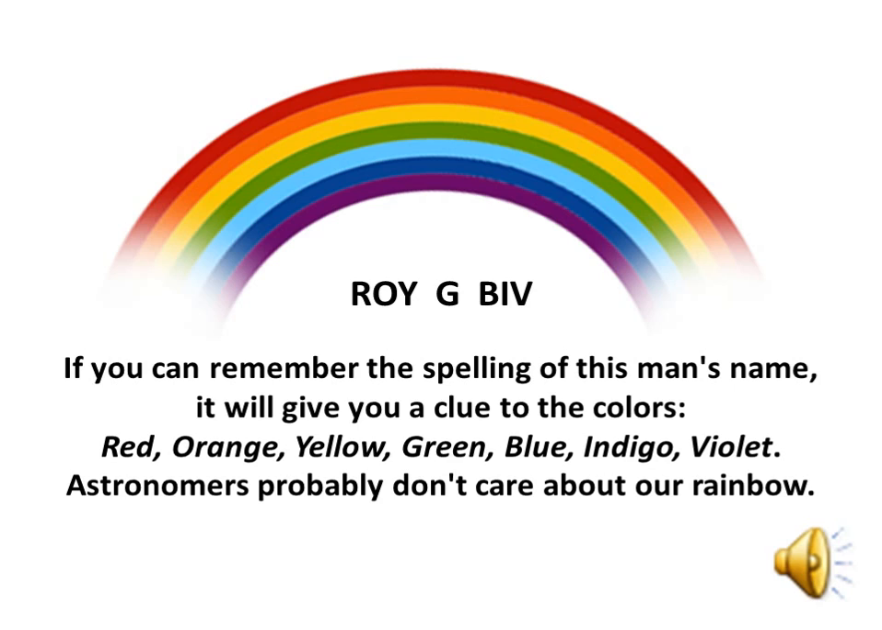Someday you may be asked how many colors are in the rainbow and in what sequence. This slide will give you a clue, as if you can remember the spelling of this man's name, Roy G. Biv, it will describe the colors in their sequence. R for red, O for orange, Y for yellow, G for green, and so on. Astronomers probably don't care about our rainbow, but I thought you might be interested in it.